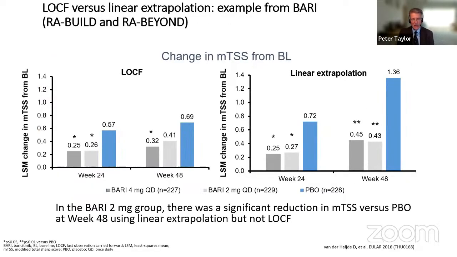Now, it really matters when you interpret trial data, and let me illustrate that with an example. This is an example from the baricitinib clinical trials. RA-BUILD was in conventional synthetic DMARD inadequate responders, and RA-BEYOND was in biologic inadequate responders. And this is pooled data looking at radiographs from both populations. And on the left, if you look at the last observation carried forward data, you'll see there's no statistical difference in radiographic inhibition between the baricitinib 2 milligram dose and placebo at week 48. But if, on the other hand, we apply a linear extrapolation, which we believe is more closely aligned to what would happen in real life natural history of the disease, then all of a sudden, there's a statistically significant difference between placebo and the 2 milligrams of baricitinib.